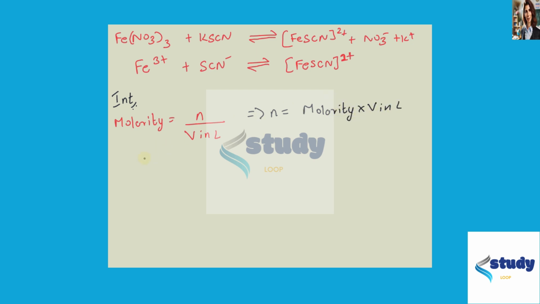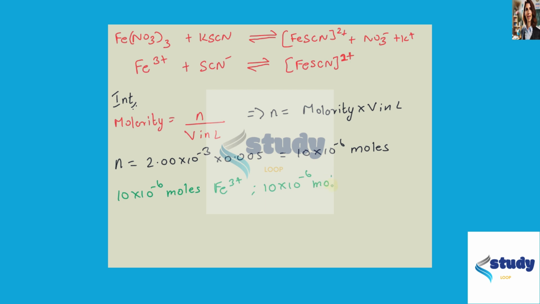Here initially we are given the molarity to be equal to 2.00 × 10^-3, and volume in liters is equal to 0.005, which on equating we get n equal to 10 × 10^-6 moles. Therefore initially there will be 10 × 10^-6 moles of Fe3+ and 10 × 10^-6 moles of SCN-.